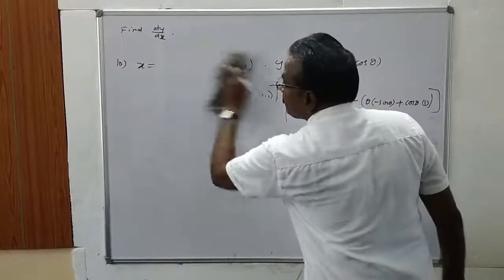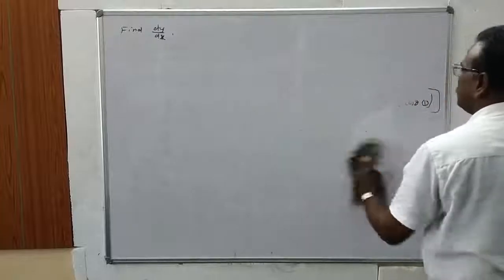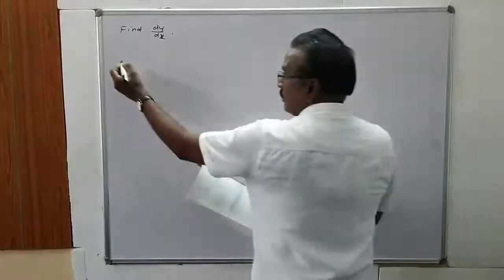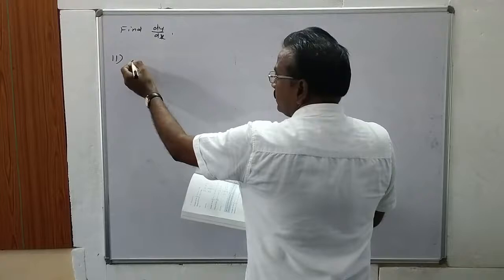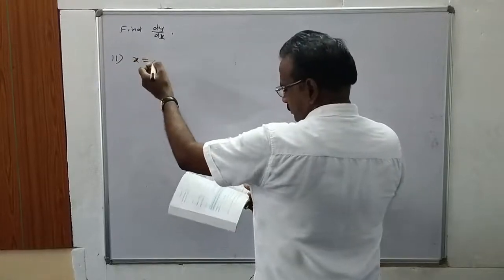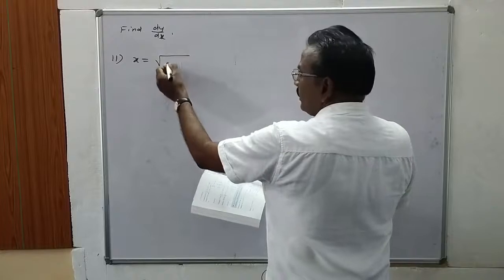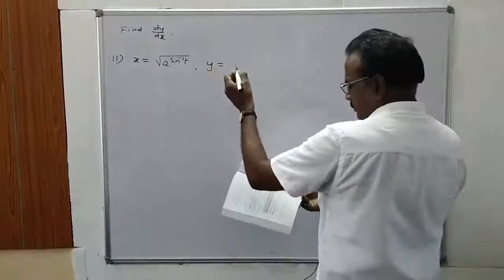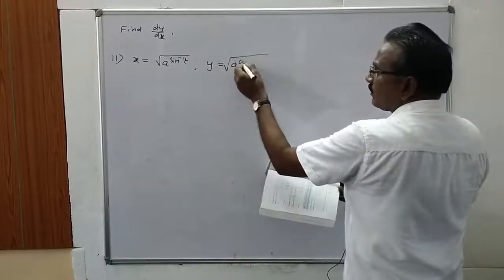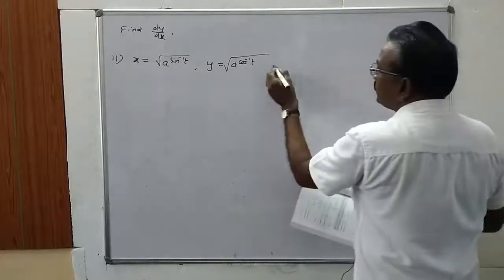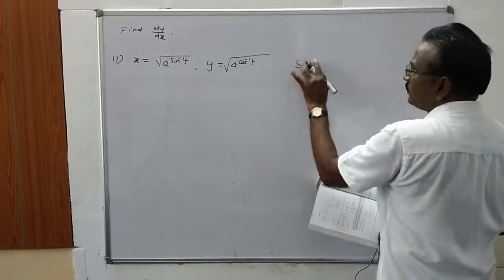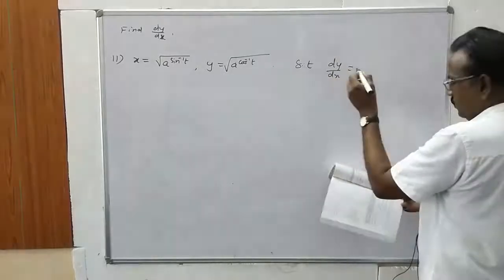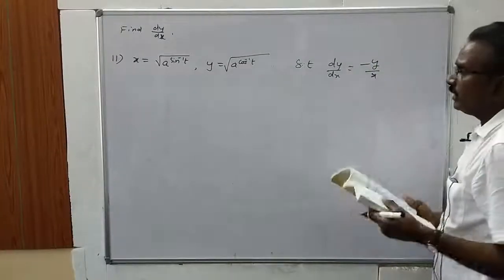Next, question number 11. x is equal to square root of a to the power of sin inverse t. y is equal to square root of a to the power of cos inverse t. Show that dy by dx is minus y by x.